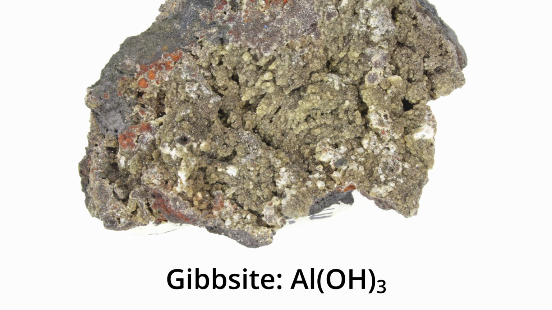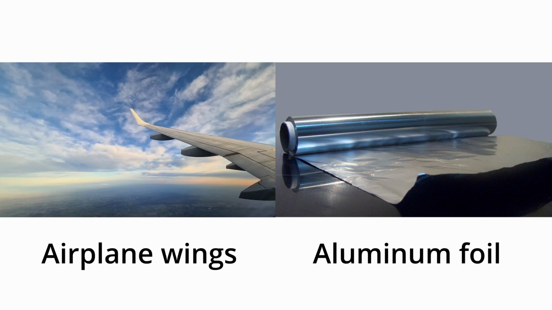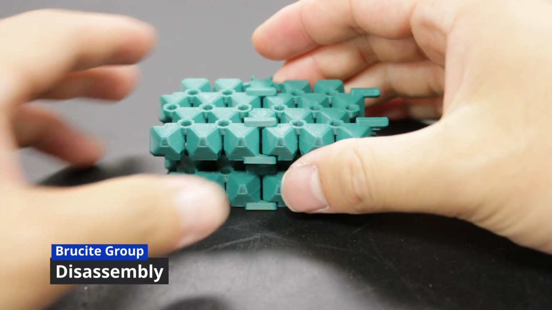Gibbsite, an aluminum hydroxide, has a related structure, and we'll look at the differences between these minerals later on in this video. Brucite and gibbsite are ore minerals for magnesium and aluminum, which are used in lightweight alloys and household items. This is the crystal structure of the Brucite group, which consists of O-layer modules. Now we'll take it apart.